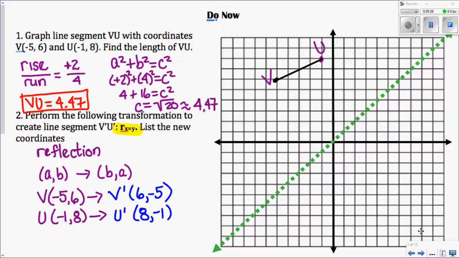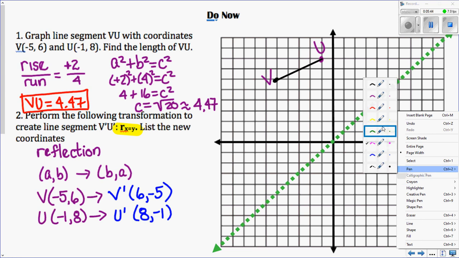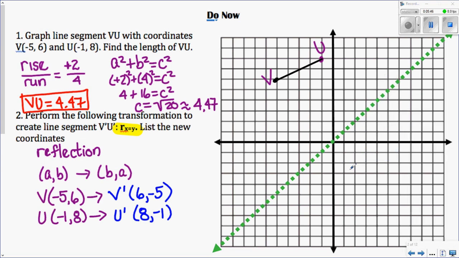So let me just expand that. That AB under that reflection becomes BA. So you had those points, and now all you're doing is just switching them. And now once you've got that, then you can plot it, and I'm going to use blue for that. So my V prime is 6, 1, 2, 3, 4, 5, 6, negative 5 over here, V prime, and then my U prime is 8 and negative 1.